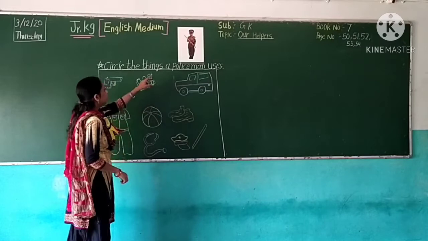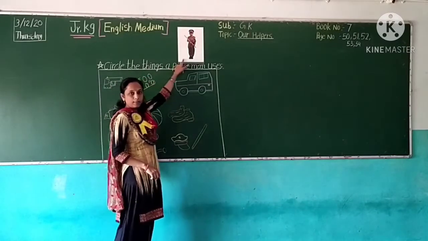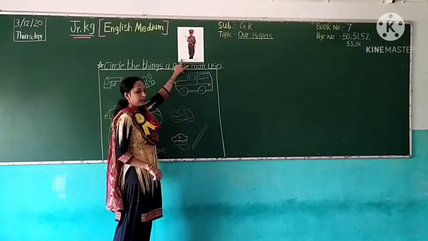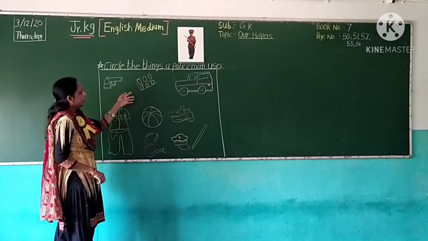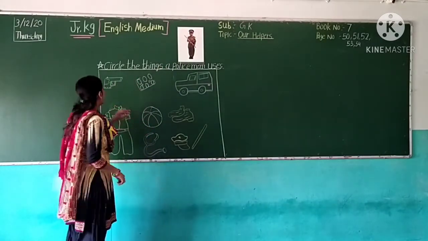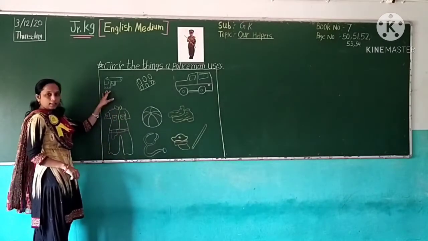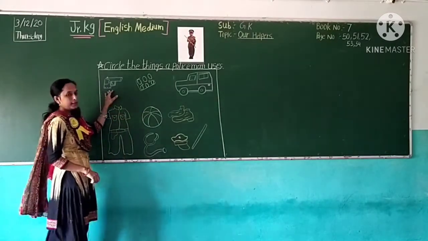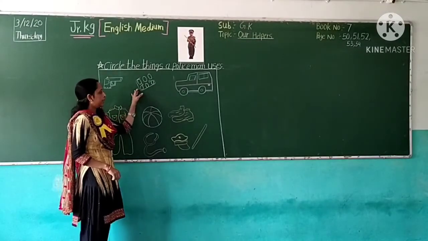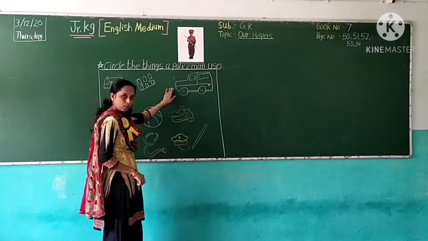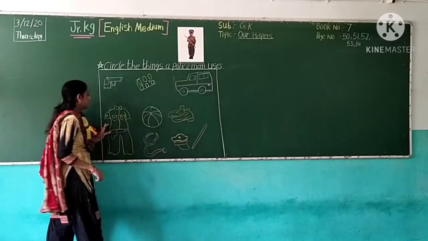So student, which helper is this? Policeman. Which helper is this? Policeman. So circle the things a policeman uses. Okay. So what is this? Gun. Which picture is this? Gun. Now next, which picture is this? Egg. And what is this? Policeman. Okay. Which picture is this?